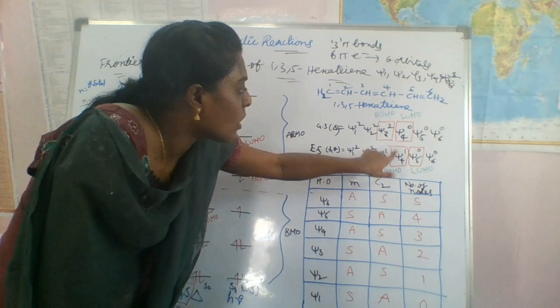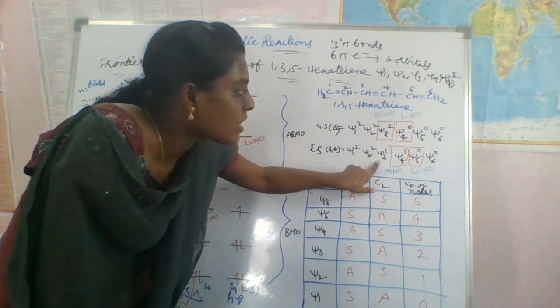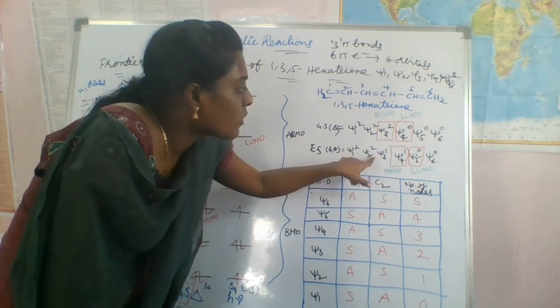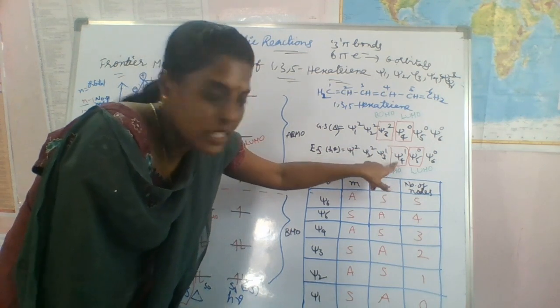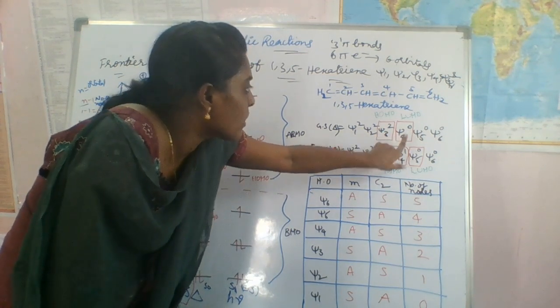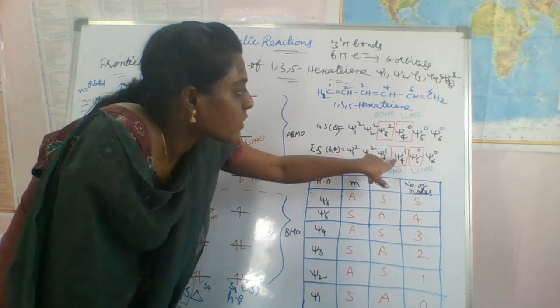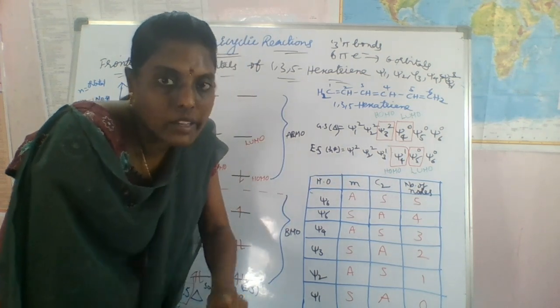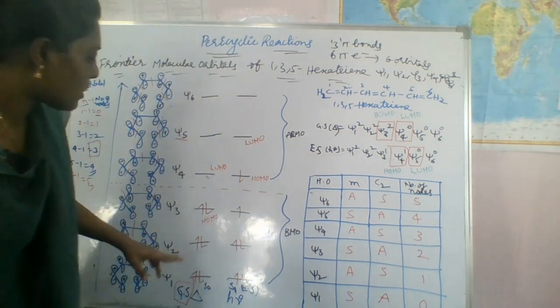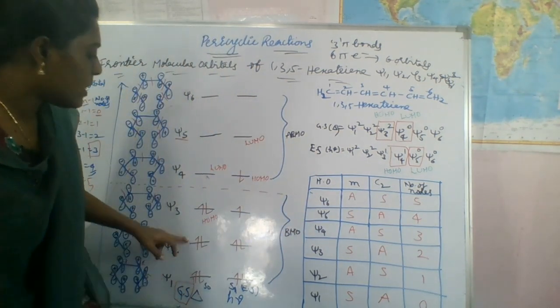So then how many electrons are present in psi3? Only one, because one of the electrons gets excited into psi4, right? Then in the ground state, psi4 has no electron, but in the excited state psi4 has one electron, right? So you have to keep this in mind. That's why I have to write this, right?